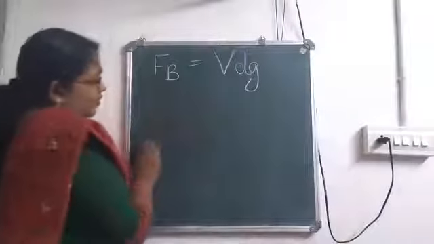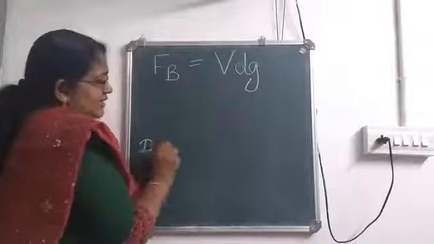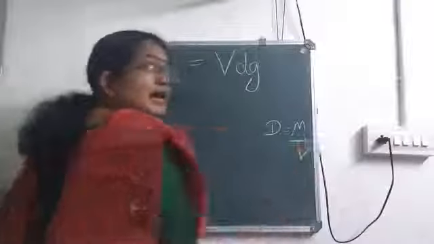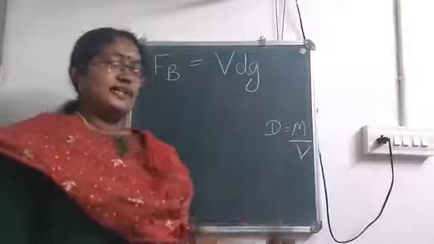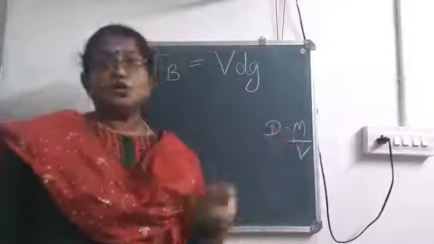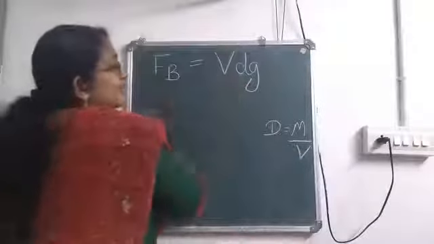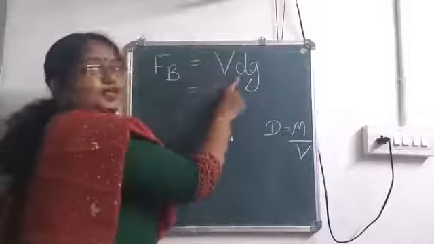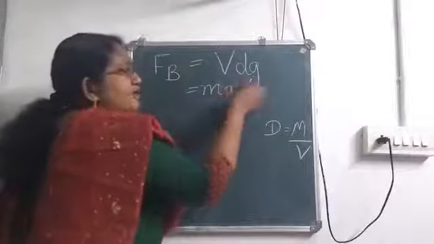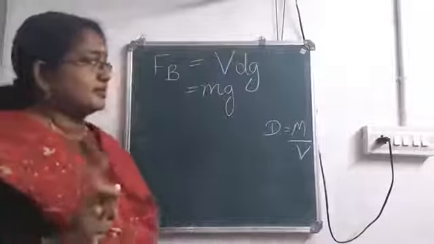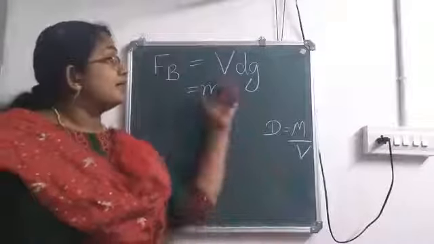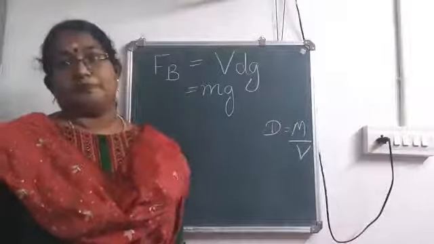Now, can you tell me the equation for density? Density is equal to mass by volume, isn't it? And from here, what is mass? Density into volume. So, look here. VD, volume into density. Instead of volume and density, what can I write? M, then G. Is it clear? Density is mass by volume. So from here, mass is equal to density into volume.